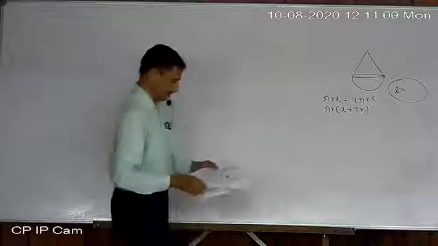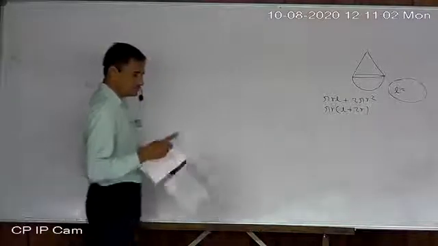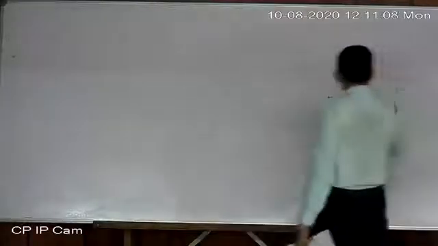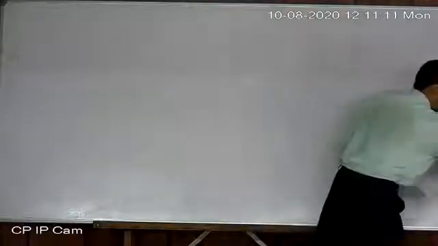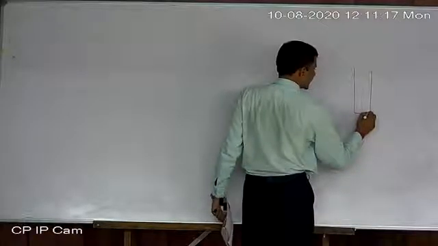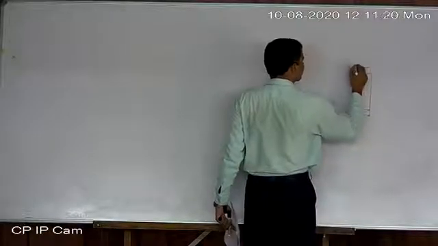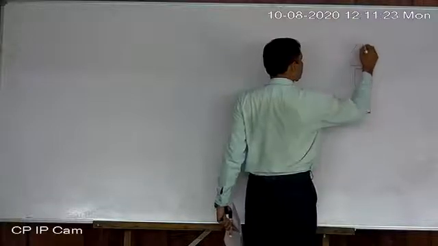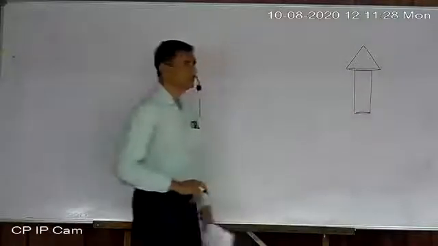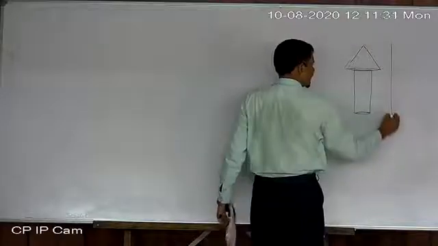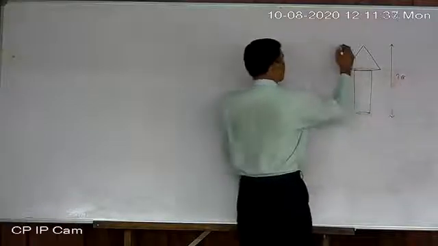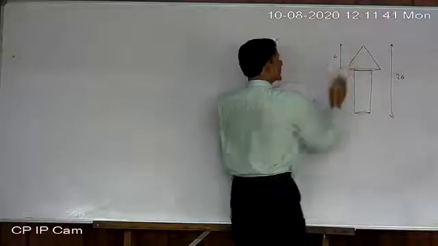Now look at number 2. In number 2 it was somewhat new. One cylinder is there, and above that cylinder one cone is there. So you just see that way. Now total height is given. It is given 26, and this much height is given 6.